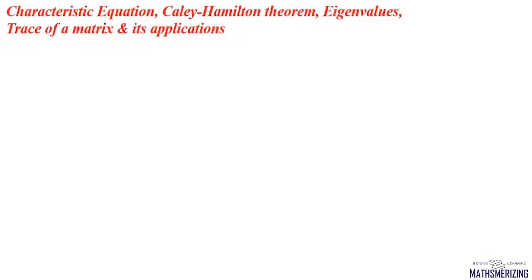In this video, we'll be discussing the characteristic equation, Cayley-Hamilton theorem, eigenvalues, and trace of a matrix and its applications. Now, if we have any n cross n matrix, say A, then its characteristic equation is defined by this determinant |xI - A| = 0.